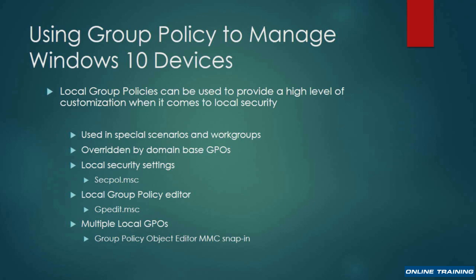And so in domain environments, you're going to use domain-based GPOs. In workgroups and special use scenarios, you might use local GPOs. Now, there's the local security settings that we've already looked at. That is secpol.msc. That's also available in the Administrative Tools section of Control Panel. And you have the local group policy editor, which I've opened several times, gpedit.msc. Or you can add the group policy object editor to the Microsoft Management Console.